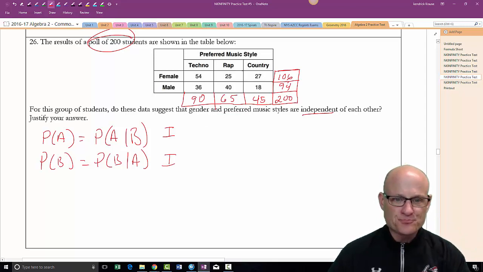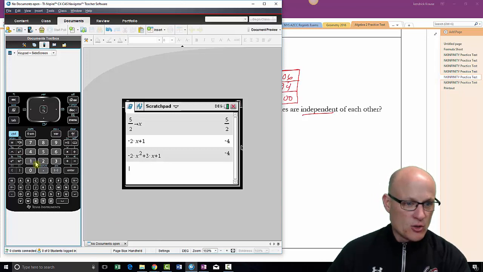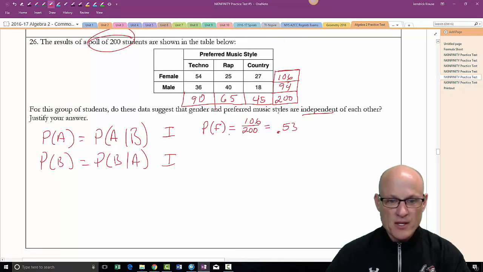So let's try the probability of female. The probability of being female is 106 over 200. Now, I don't know what that is as a decimal, so I'm going to grab my calculator. 106 divided by 200 is 0.53. That's the probability of being female. Now, what's the probability of female given rap? I just picked female and rap. I could have picked any of them.